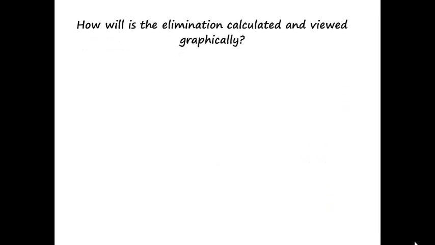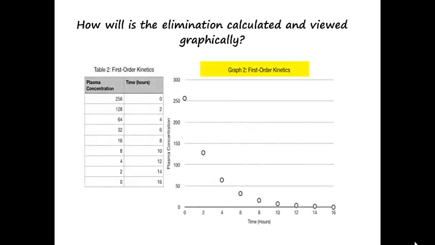Now, how is the elimination calculated and viewed graphically? Well, most drugs are going to be eliminated through what we call first order kinetics. So if we were to collect blood samples at different times following the administration of a drug, in this graph by an intravenous injection, and we were to measure the concentrations in plasma, we would typically see a curve that declines over time.